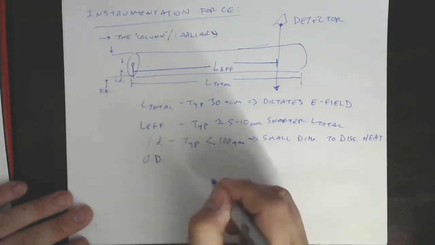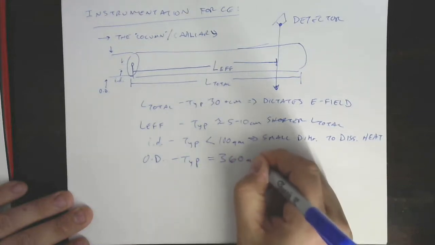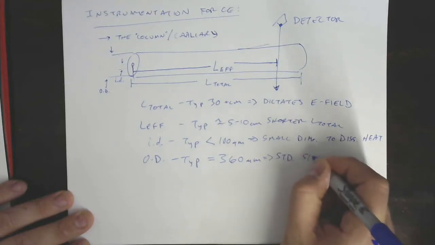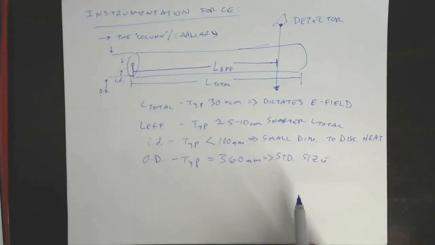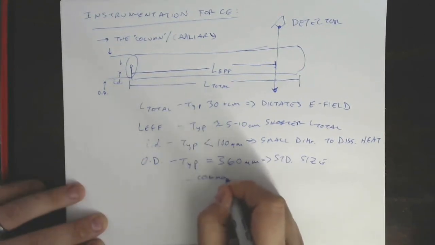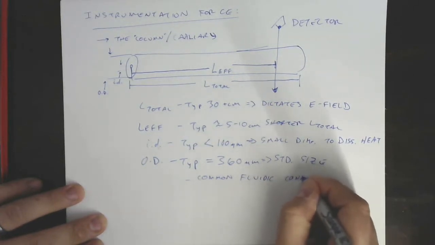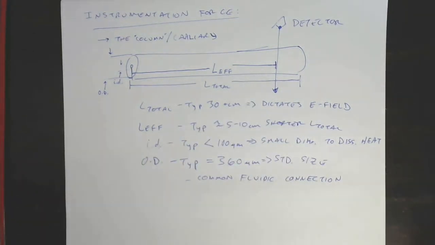The outer diameter, this is very common, 360 microns, and that is a standard size. It doesn't actually, for the most part, play any role in the separation, but it's used for common fluidic connections. So if you want to connect a syringe or some kind of pump to this capillary, any other kind of tubing that you need to connect to this thing, they make standard commercial connections that are designed to work with tubing in that outer diameter, and so that's what's most common.